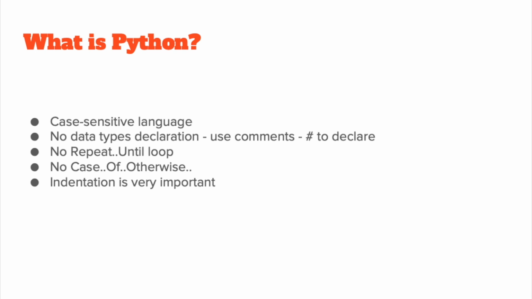There is no repeat until loop at all, which is brilliant because there's one less thing to worry about. There is no case of otherwise statements. That's brilliant as well. That means you only need to focus on if, elif, else statements, but you've got to be very careful because indentation is very important in Python, and Python is unforgiving if you misindent something in your code. But we're going to be looking at that and establishing good practices as we go along.